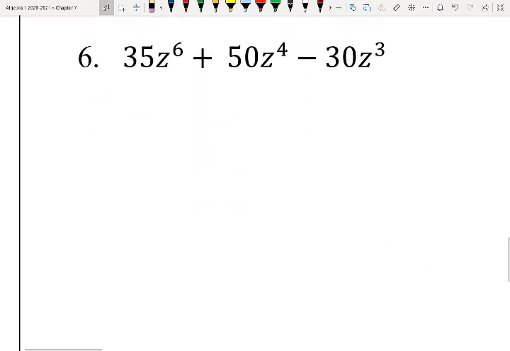All right, last one here in our factoring with GCF box 3. Now we're dealing with a trinomial, a three-termed polynomial, and we're trying to factor my GCF out of all three of those terms.